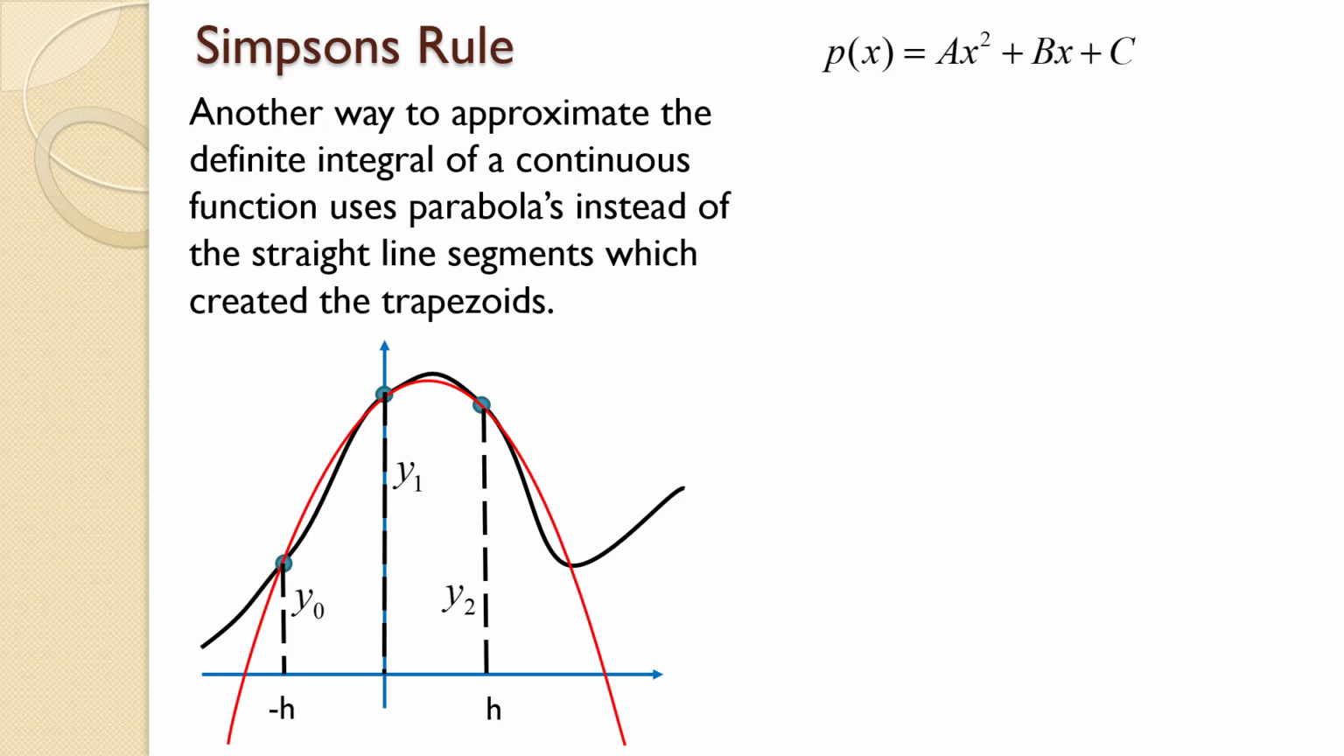Notice the parabola and the function curves are very similar in the range from negative h to h. So I should expect that the area between the function and the x-axis and the parabola and the x-axis are very close. So here is the area then underneath that parabola.